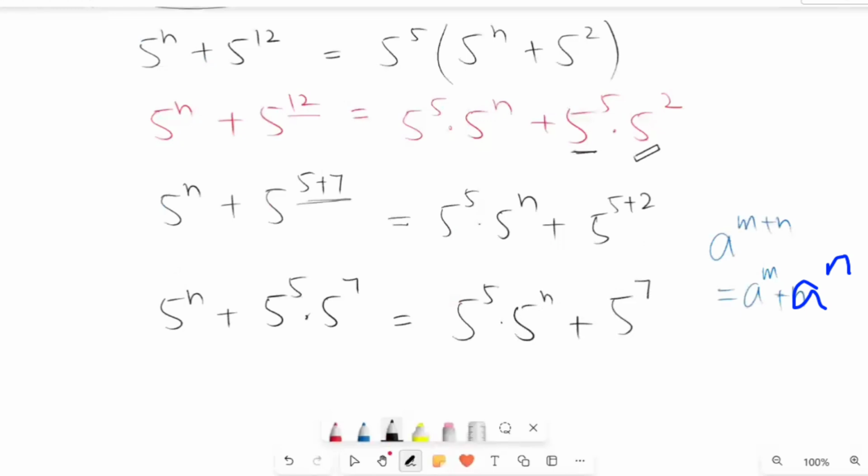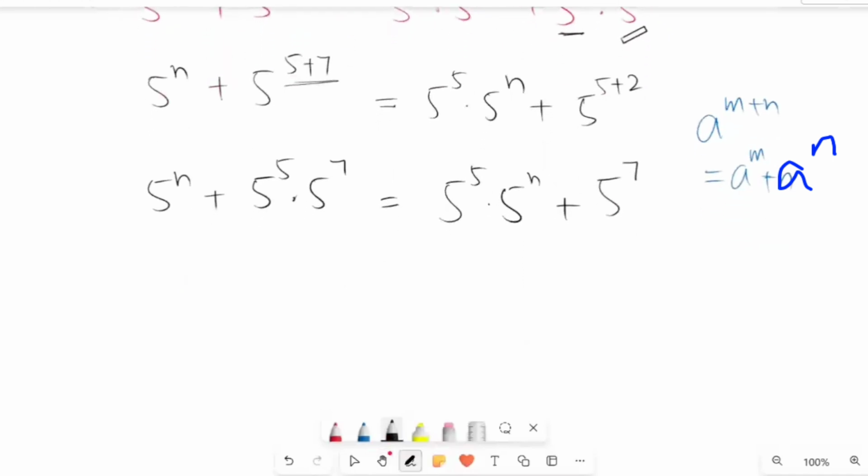Now I am going to take this 5^n to the right hand side and this 5^7 to the left hand side. So this will turn to 5^5 times 5^7, and this will be negative 5^7, is equal to 5^5 times 5^n, and this will go to the right hand side, so this will turn to negative 5^n.